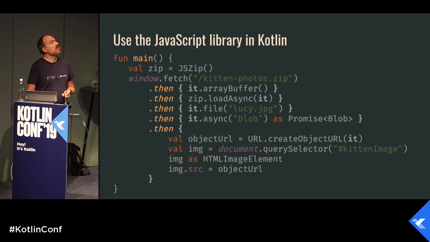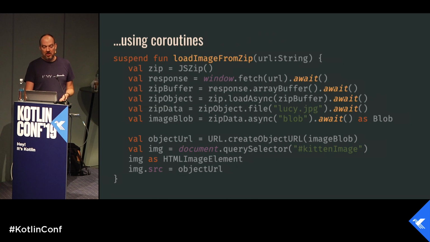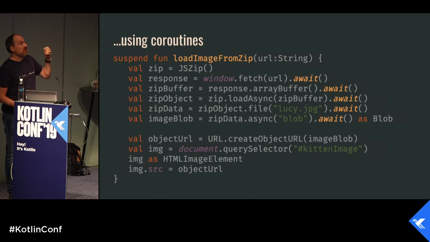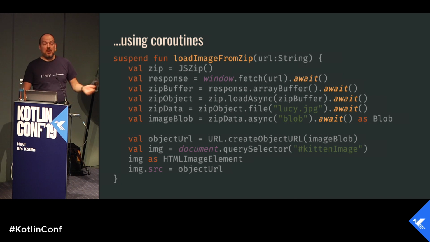Now, this doesn't look super fun because it's a lot of chained then calls. So you can use coroutines, of course, to do this, even though you use an external npm library. So this is great. This is the way you probably go if you're using an existing JavaScript library, importing that one.